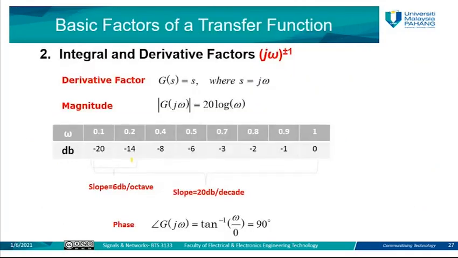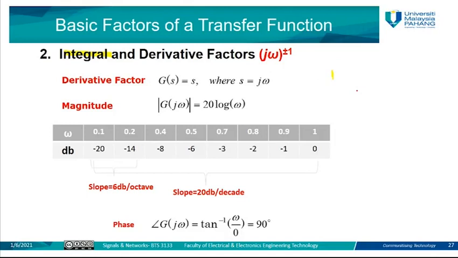So how can we draw the second factor, which is integral or derivative? The integral will be j omega in the numerator. The derivative will be j omega in the denominator. For the integral, if you want to draw the magnitude, in the case of k we say 20 log k because it is a value. But in this case we have j omega, which means you need to redraw.